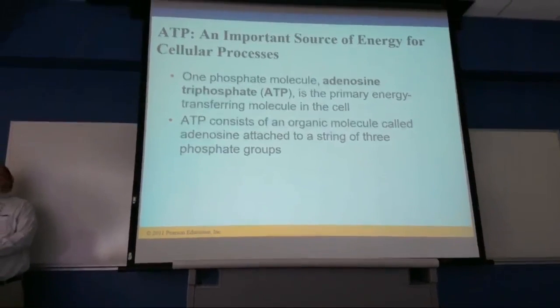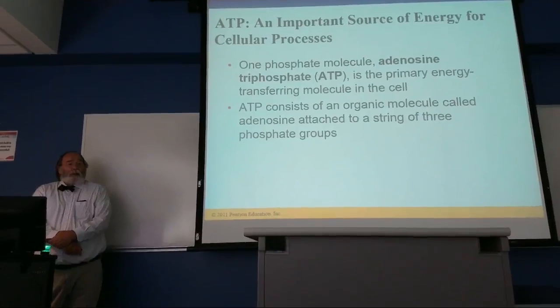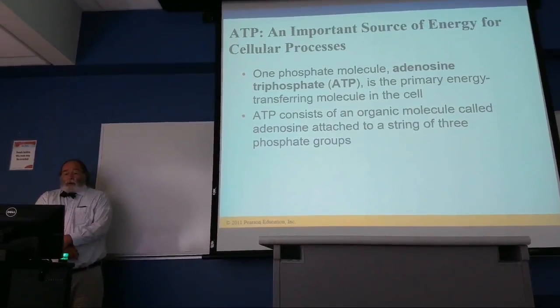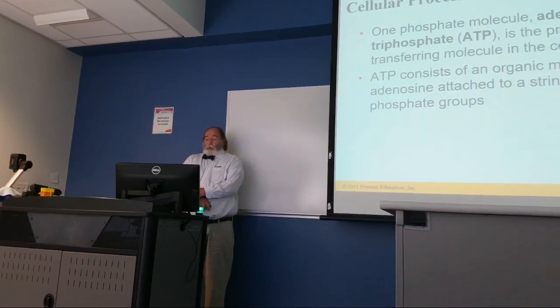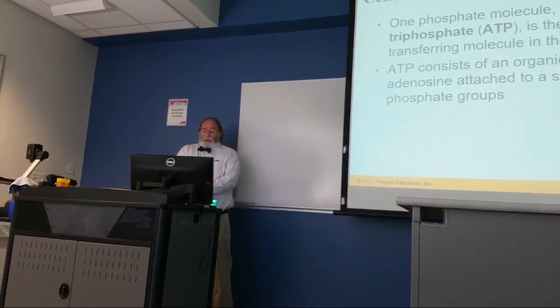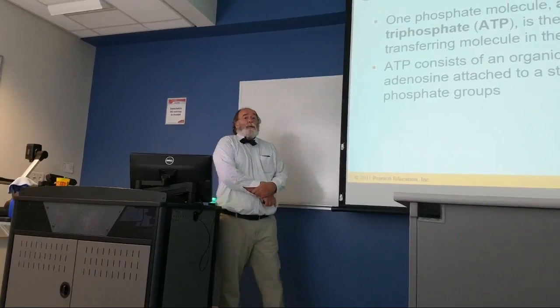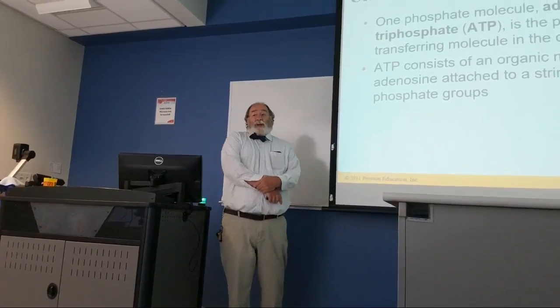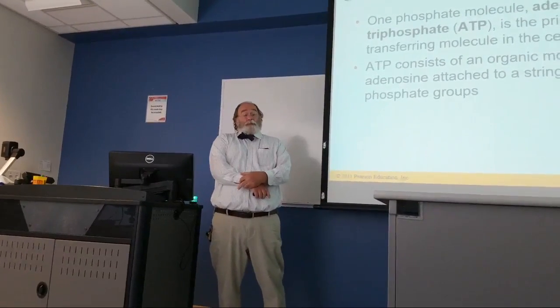Molecule of molecules when it comes to energy. The name is adenosine. You'll learn what adenine is later in adenosine. Triphosphate means it's got 3 phosphate groups. The primary energy transferring molecule in the cell, ATP, consists of an organic molecule called adenosine attached to a string of 3 phosphate groups. Adenosine actually has an adenine base and a sugar with it, as we'll see later. You don't need to remember that for now.